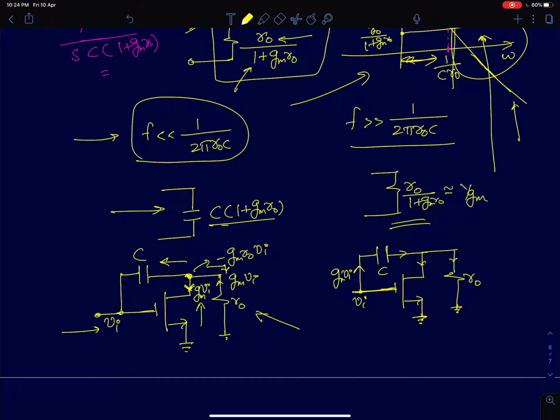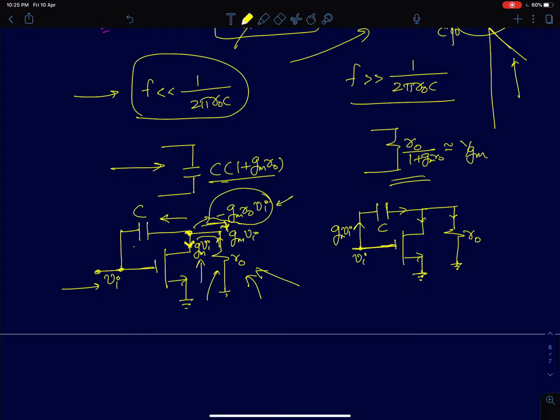But at frequencies lower than 1 by R naught C radians per second, or 1 by 2 pi R naught C, the resistance offered by R naught is going to be much smaller. So most of the current will flow through the resistor, and it's going to create a voltage drop of value minus GM R naught. So little to no current will flow through the capacitor. The current always chooses the path of least resistance, so it will choose to go through the resistance R naught. So you'll have a voltage of minus GM R naught, and then the voltage appearing across the capacitor will be 1 plus GM R naught.